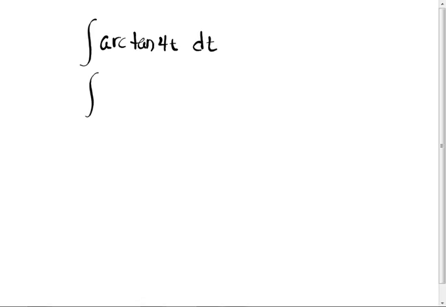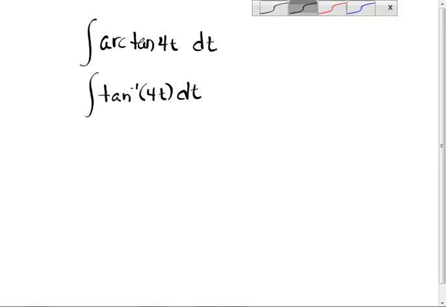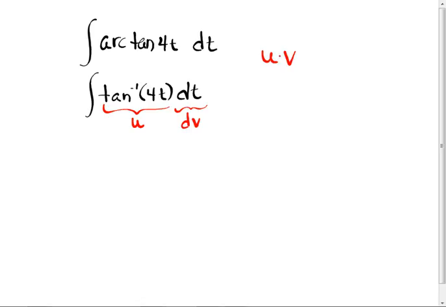Okay, I don't like that notation. I like this notation. Okay, I don't want to make u equal to the inverse tangent because that's what I'm trying to find. So how about if we make this u, plus I want it to change forms, and let's make this dv. So it's u times v minus the integral of v du.